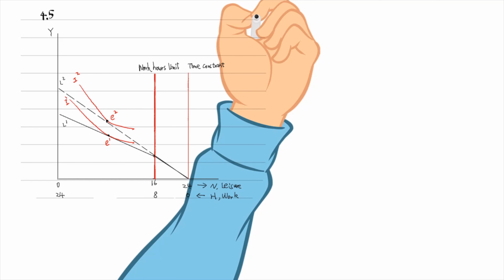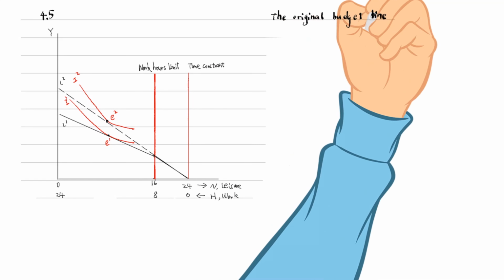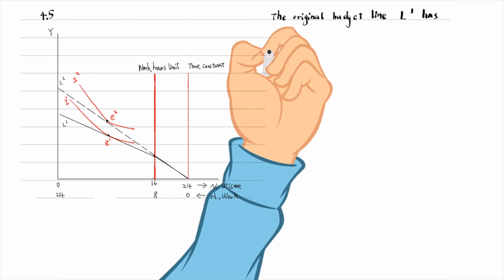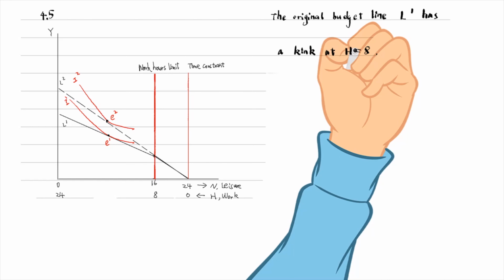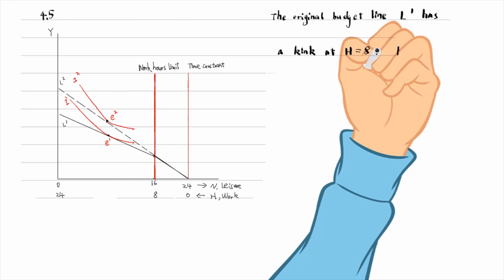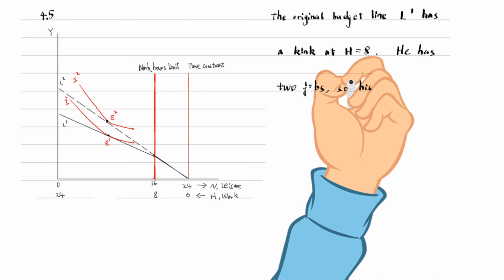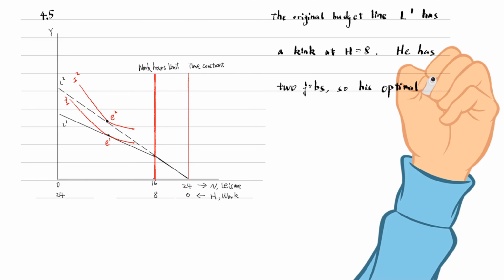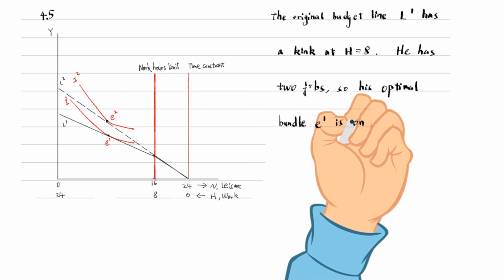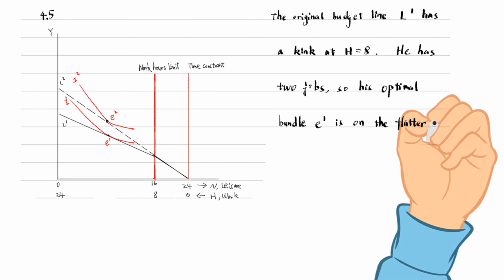The original budget line, L1, has a kink at 8 hours of work. When he works more than 8 hours, his wage rate is lower than his first 8 hours. He has two jobs, so his optimal bundle E1 is on the flatter part of the budget line. He works more than 8 hours.